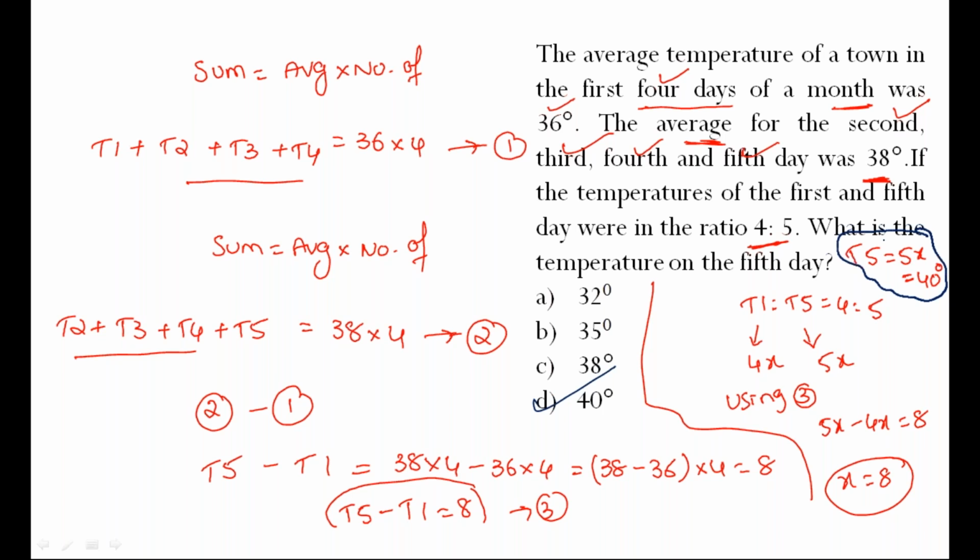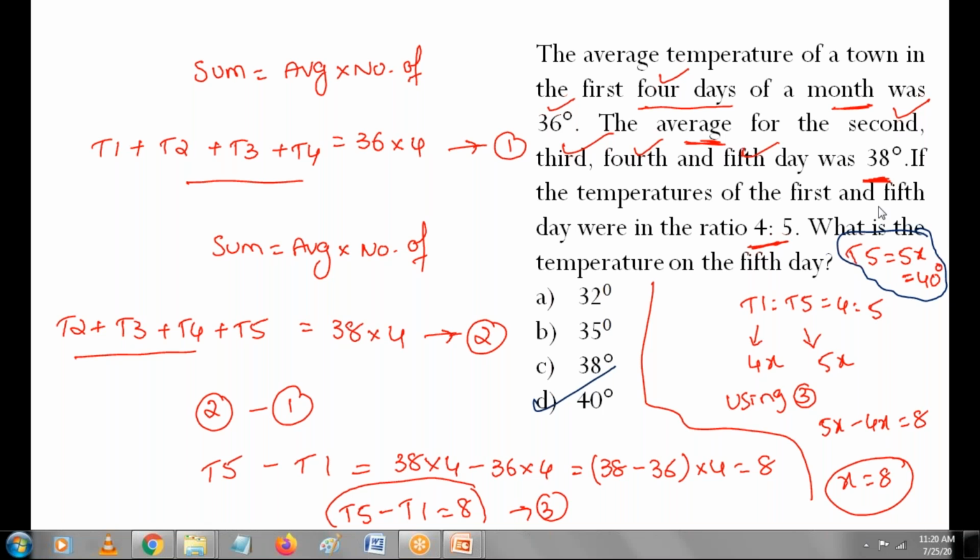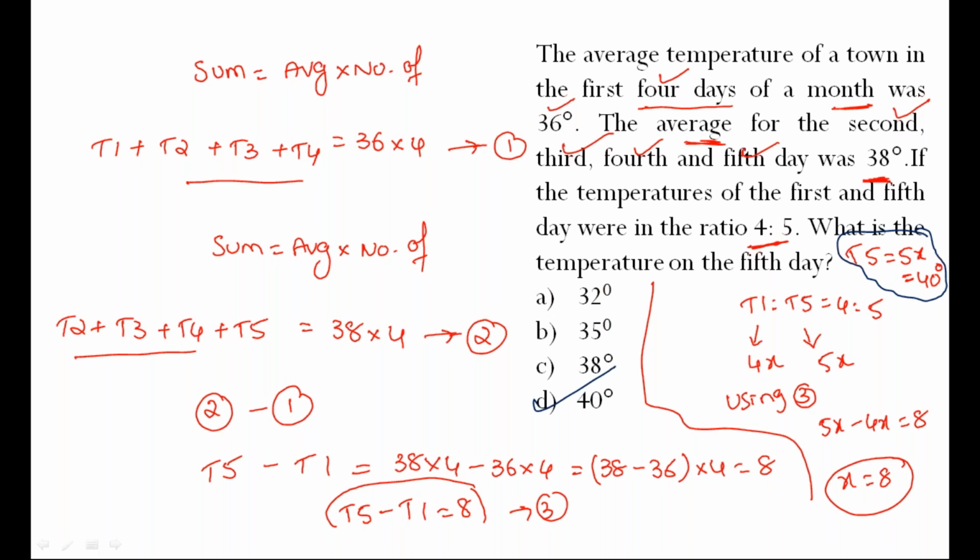Excellent, friends. Happy to see that you people are understanding the concepts, right? Very good, guys. This is how you can understand. Here, instead of giving the first day or fifth day, they given the ratio of first day and fifth day. Using the data, you can find what is that first day temperature or fifth day temperature for the given question, right? Now let me go for the next question, guys.